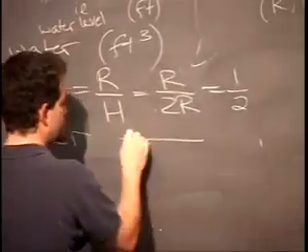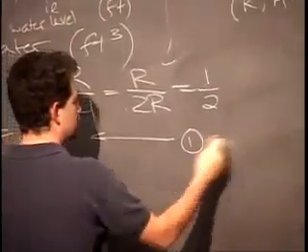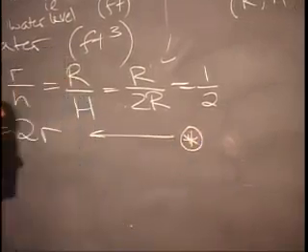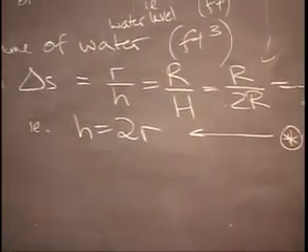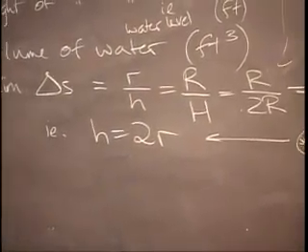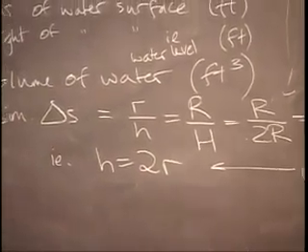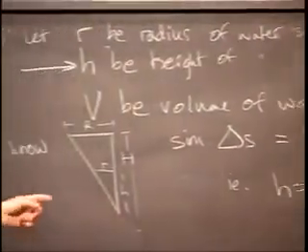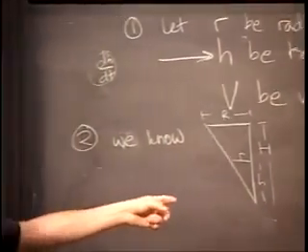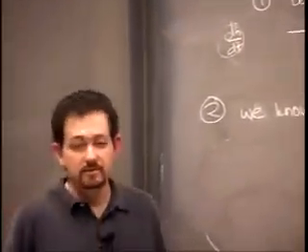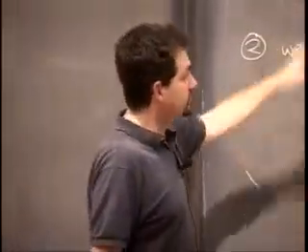Let's label this with a star. That's one equation relating the quantities h and r. h is the height of the water, that's certainly changing. So is the radius of the water. But it's a pretty simple relation between them. h equals 2r. It's not enough because we've also got the volume changing.